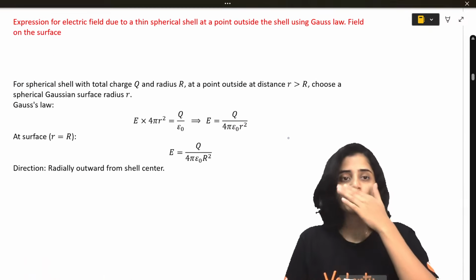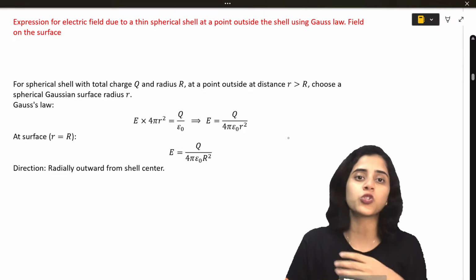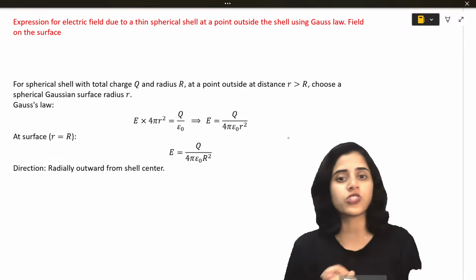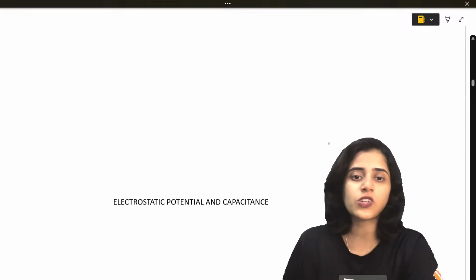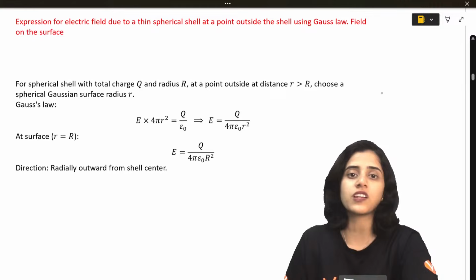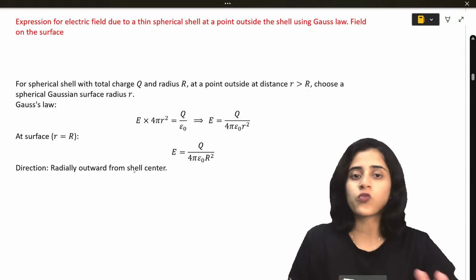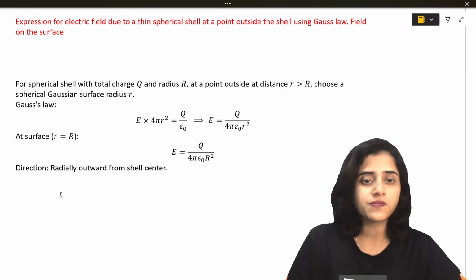Okay. Next question. Expression for electric field due to thin spherical shell at a point outside the shell using Gauss law. For this one also the figure is important. I haven't put the figure here, but please draw the figure also. So here again, same formula.